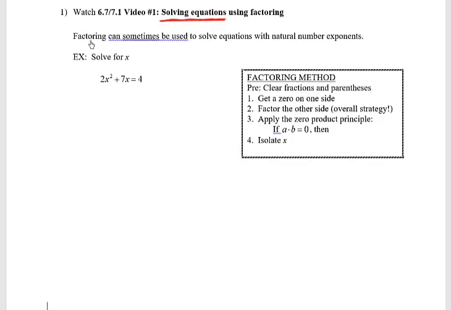In fact, I wrote a little sentence here to start. It says the factoring method can sometimes be used to solve equations that have natural number exponents in them. Natural numbers are numbers like 2, 3, 4, etc. If you have an equation where these sorts of exponents are present, sometimes the factoring method can help you to solve it. Here's an example problem that I can use to demonstrate this for you. And then over on the side, I've given us a list of steps for the factoring method. So let's work through those steps.